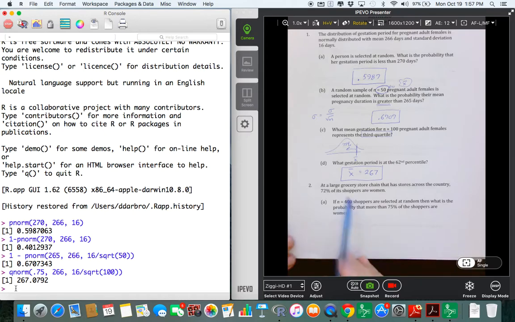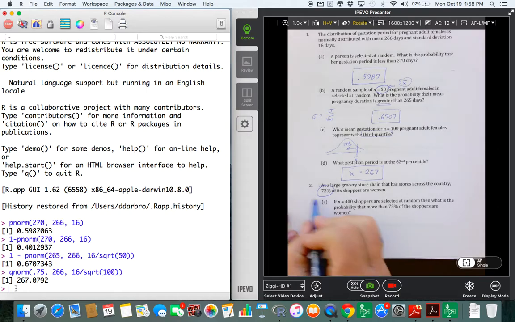All right, gang, number 2. At a large grocery store chain that has stores across the country, 72% of its shoppers are women. Now, guys, it's a different type of problem. This is a problem that brings in P. We have to worry about P hat. We have to worry about N times P, different things. It's a different notation as we've studied ad nauseum in previous videos.